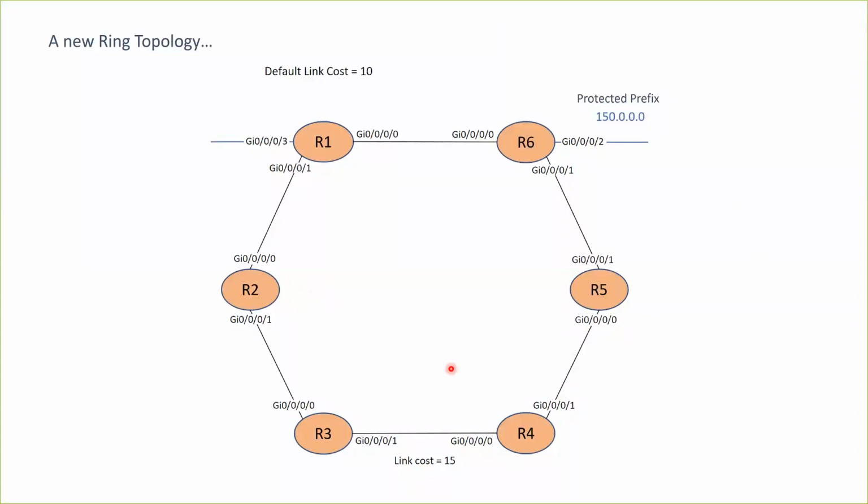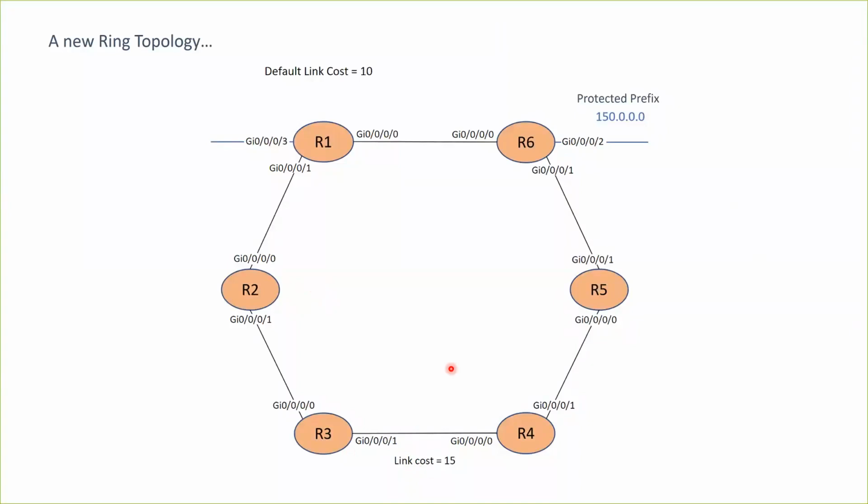R4, R5, R4, R4, R5, right? So do we agree, everybody, that P space is R2, R3 and Q space is R4, R5? We don't have a PQ intersection here, right? So can you do RLFA? I need R4. So the thing is, yeah, we don't have a PQ space.